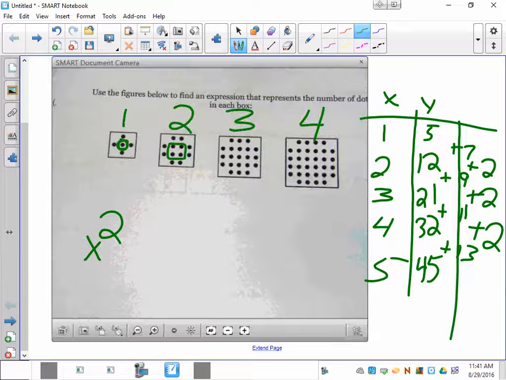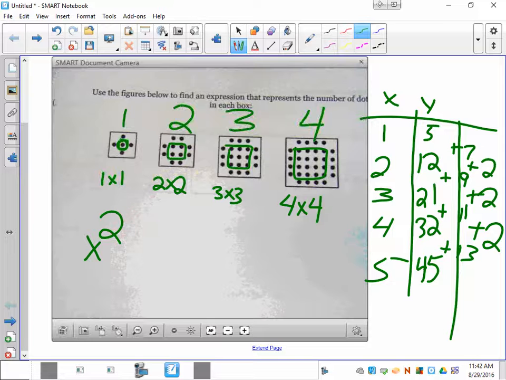In box 2, is there a 2 by 2 square? In box 3, is there a 3 by 3 square? So part of the equation, every box has an x squared in it. Is that all that's there? So this has a 1 by 1 square, and this has a 2 by 2 square, and this one has a 3 by 3 square, and that one has a 4 by 4 square. But does that describe all of the dots? No. How many more dots are there? 1, 2, 3, 4. On each side.